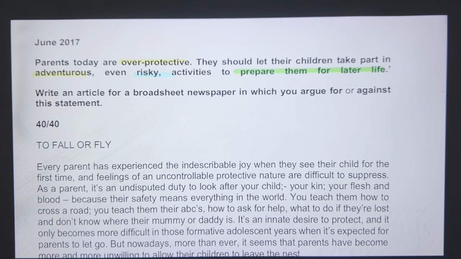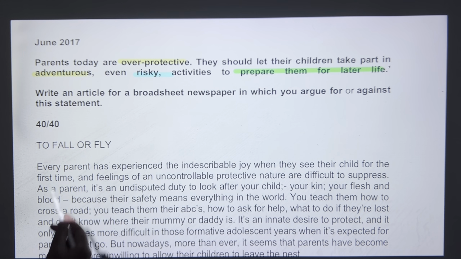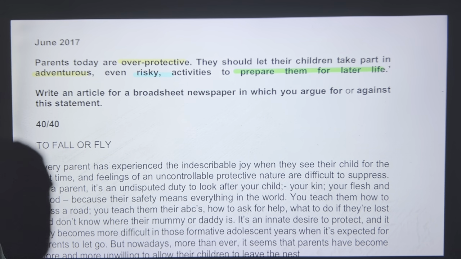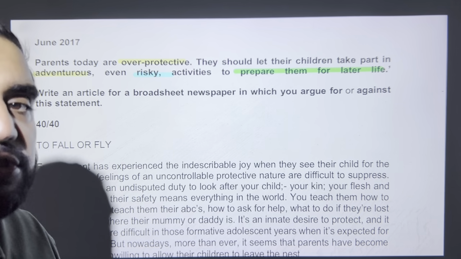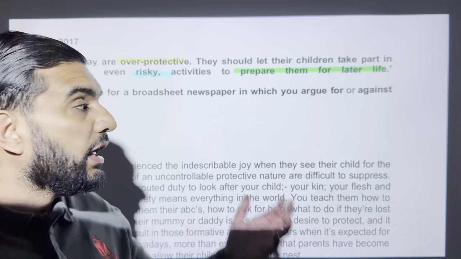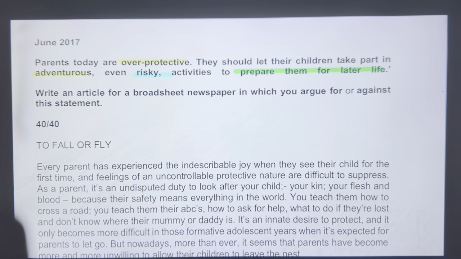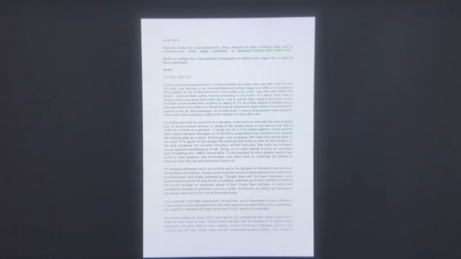Number one, this answer, guys, from June 2017. The question was, write an article for a broadsheet paper in which you argue for or against this statement. The first thing you will notice is that this question has a heading, but no subheading. This question got 40 out of 40. Full marks, grade 9. And there's one thing that I want you guys to notice about this.